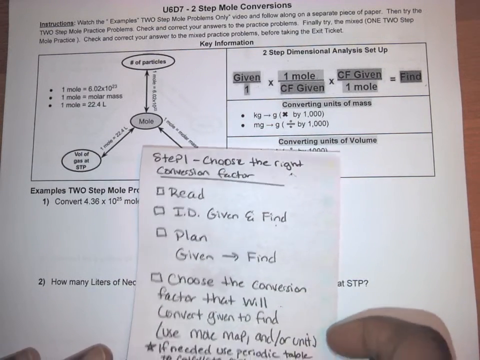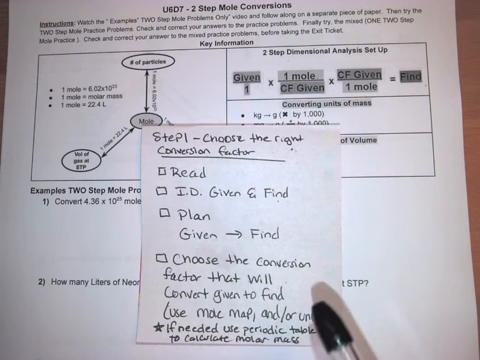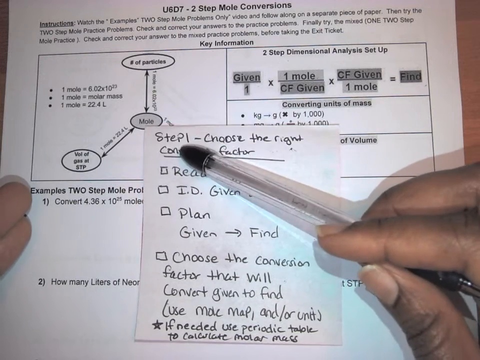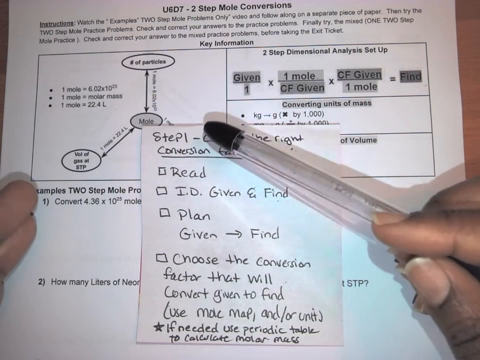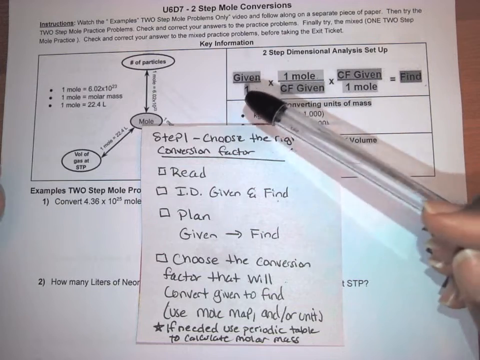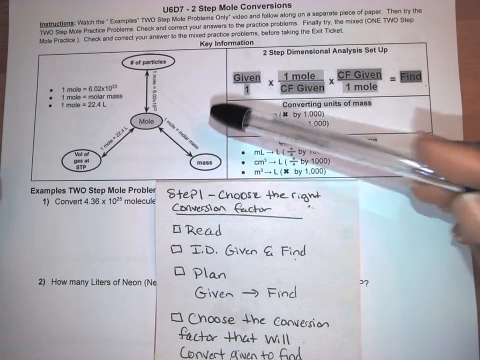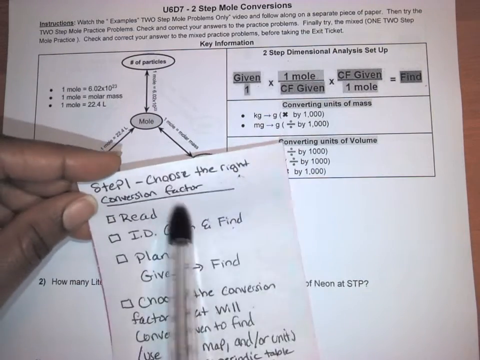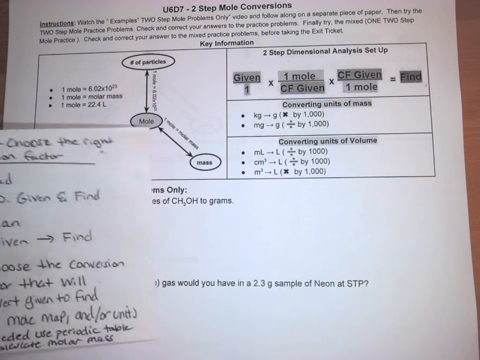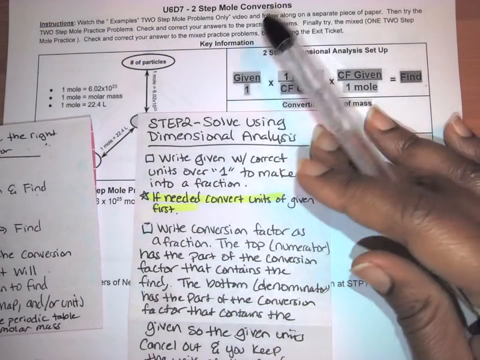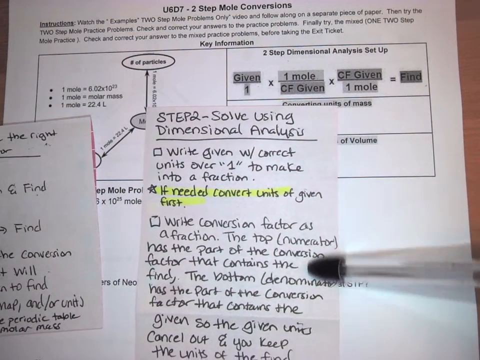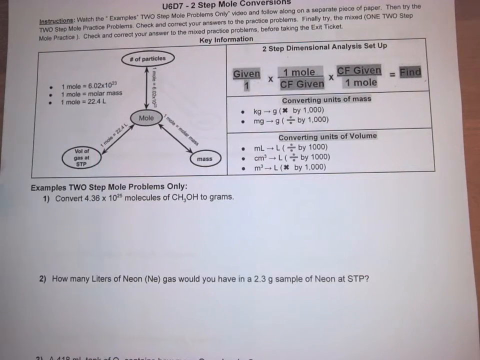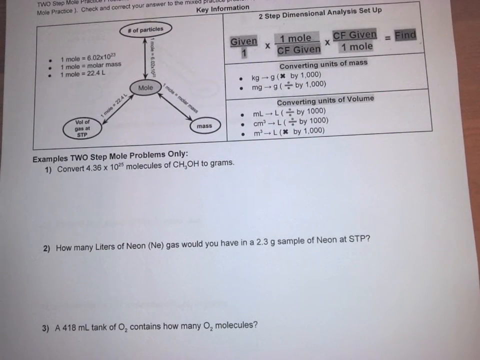Now, with that being said, the main difference between these two-step problems and these one-step problems, and when I say step, I'm not referring to this right here, the actual process. In a one-step problem, you only choose one conversion factor, and in a two-step problem, you're going to choose two. After you've picked the right conversion factors that you need, then the next step in this process is to solve using dimensional analysis, okay? So I think the best thing to do is just dive right into our example problems.